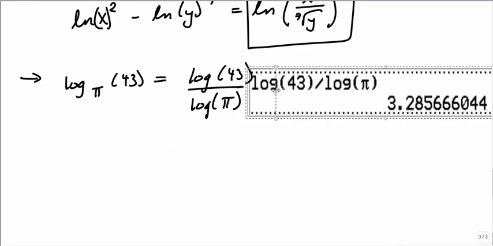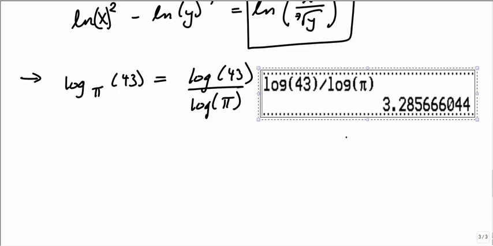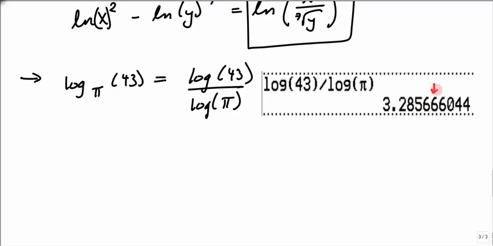Okay, so the log of 43 over log of pi, and directions say round to 5 decimal places as needed. So 1, 2, 3, 4, 5. So this is the spot I want to round to. So this 6 will round this up to a 7. So I'll have 3 point. Oh, wait, I think our final answer says 4 places. So I'm sorry, I read that incorrectly. Round to 4 places.